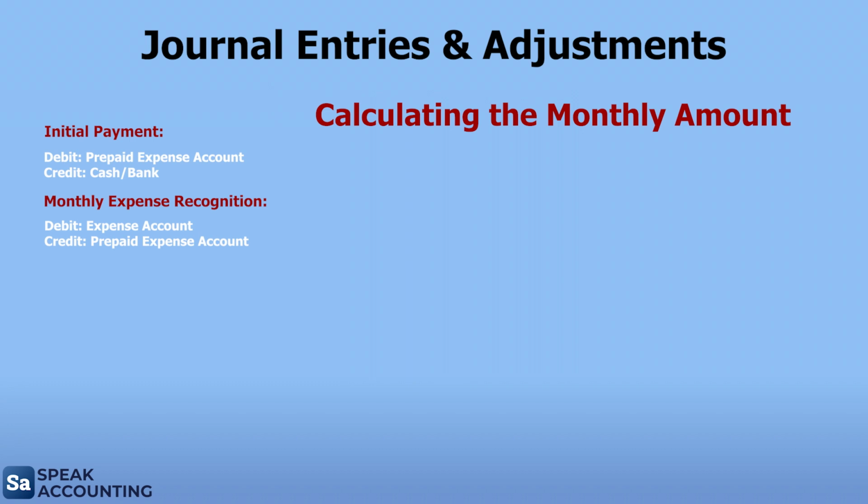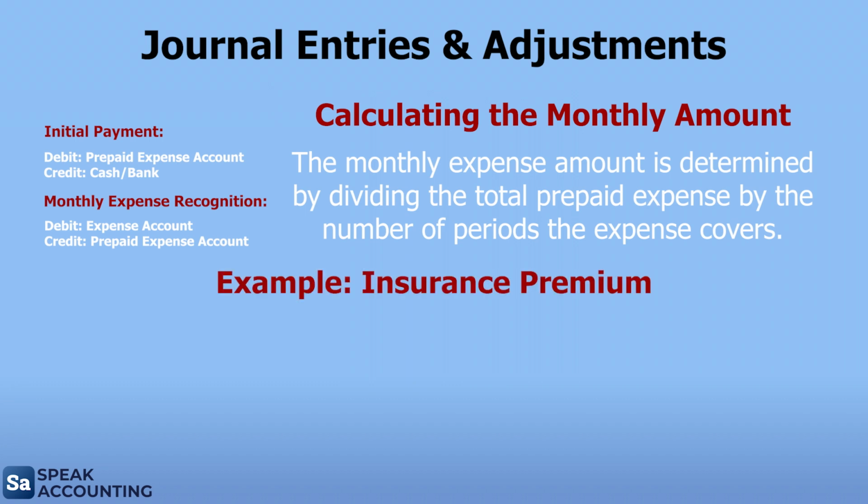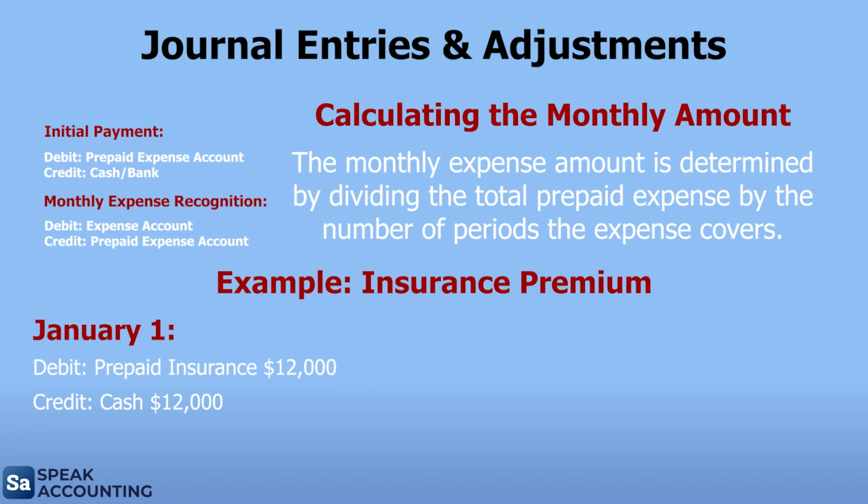Calculating the monthly amount. The monthly expense amount is determined by dividing the total prepaid expense by the number of periods the expense covers. Example, insurance premium. January 1, debit: prepaid insurance $12,000 represents the initial payment for a full year, 12 months of insurance coverage. Credit: cash $12,000 reflects the cash outflow for the premium.